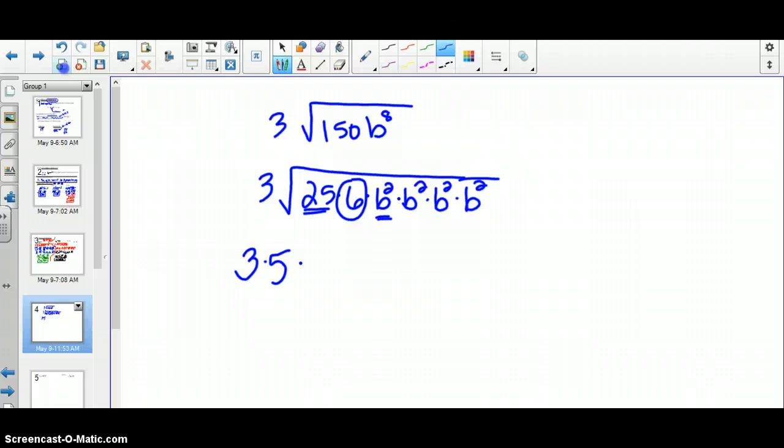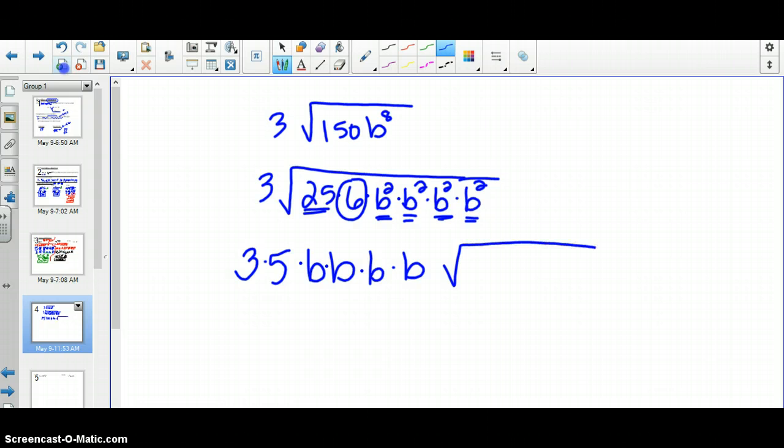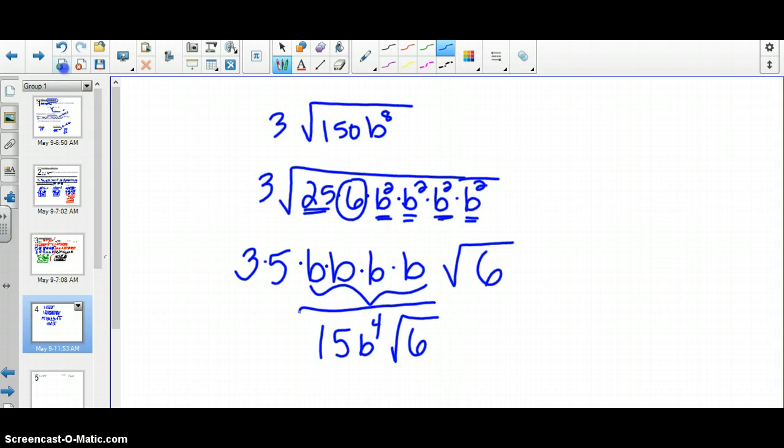But when I take the square root of b squared, a b pops out. Again, another b pops out. Another b. Another b. And I'm left with whatever I had just left, which was 6. Everything else popped out. So if I simplify this, this is 15b to the 4th root 6. So the more you can try to just think about this in your head, the faster they'll go.